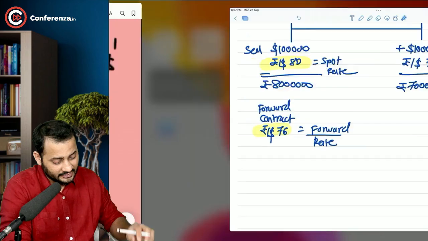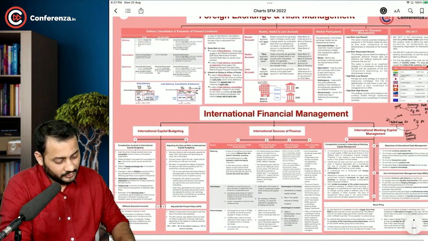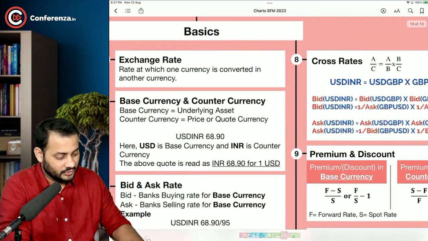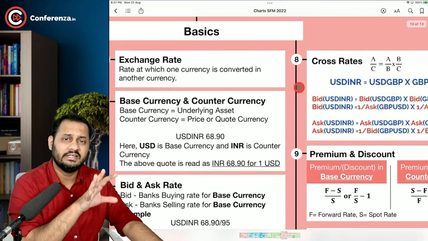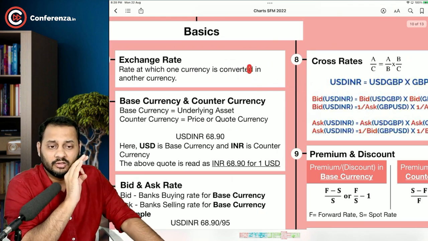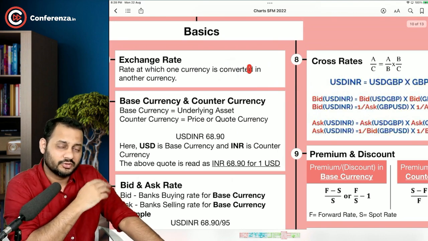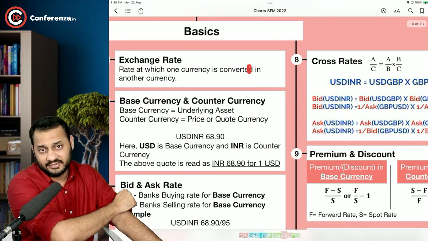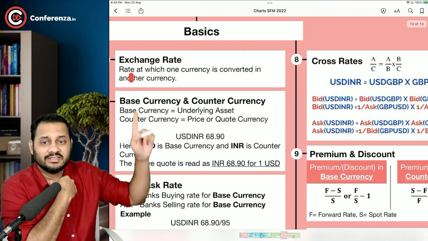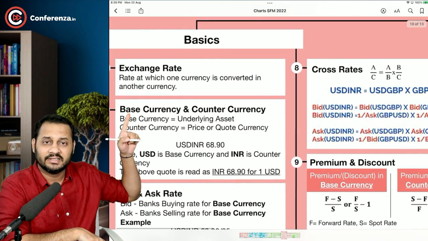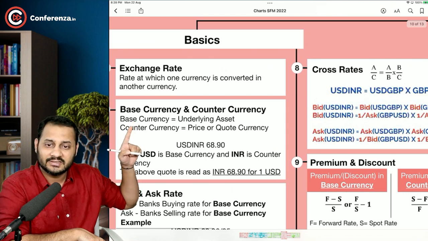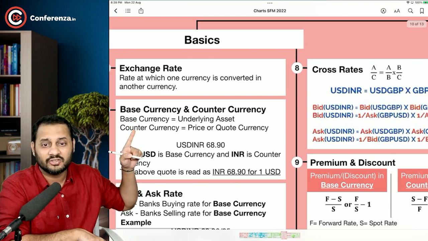Do you understand that? I'm coming over to the chart and I will start with the basics that we have covered till now. So focus once again, we are practically revising what we have learned till now because this forms a huge part of your practice and the questions that you are going to solve. So exchange rate is the rate at which one currency is converted into another currency. The second thing is the base currency and counter currency. Base currency is also called the underlying asset. Counter currency is also called the price or quote currency.